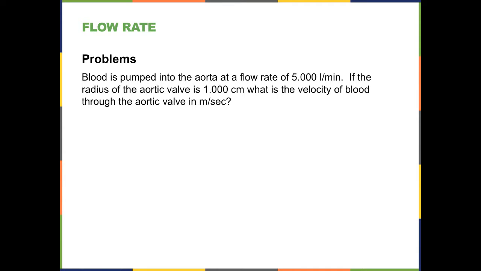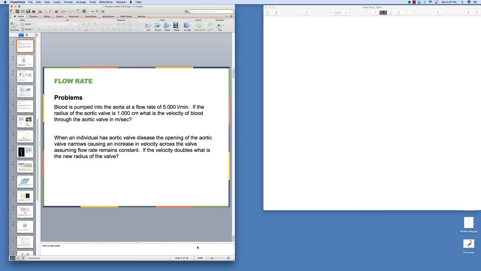Blood is pumped into the aorta at a flow rate of 5 liters per minute. If the radius of the aortic valve, that's the valve that leads out of the left ventricle and into the aorta, is 1 centimeter, what is the velocity of blood through the aortic valve? Okay, so let's take a look at how we would do this problem.